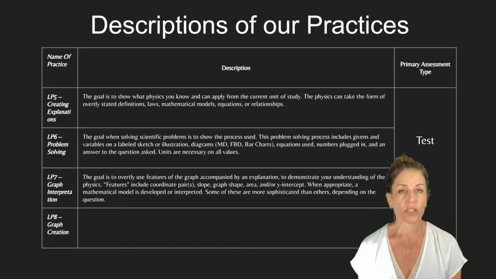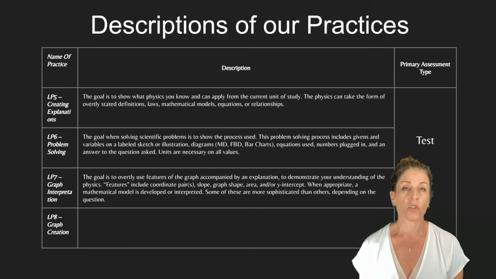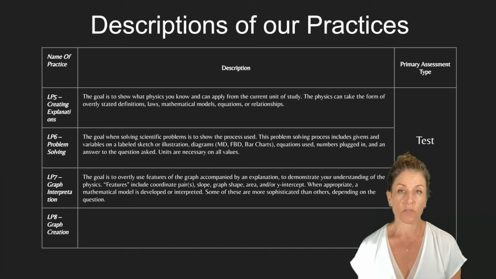Graph creation, the goal is to overtly create a graph including all relevant features. This includes axes labeled with variables and units, a trend line, a descriptive title, plotted points, and any given or reference values on the axes to scale when appropriate. An overtly stated physics relationship is presented in the form of theory and/or mathematical model. So that's what you need for a test.